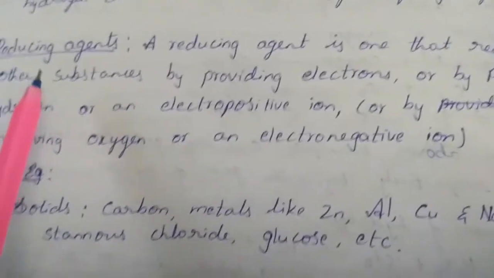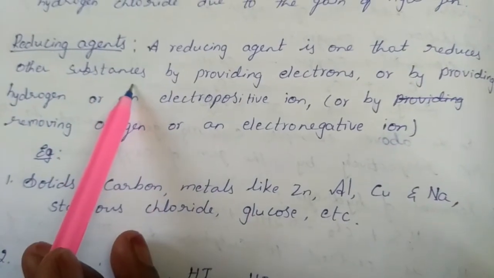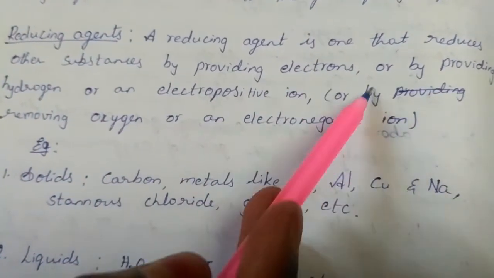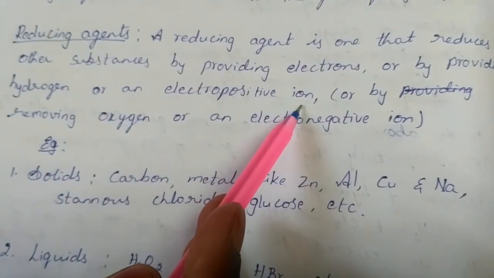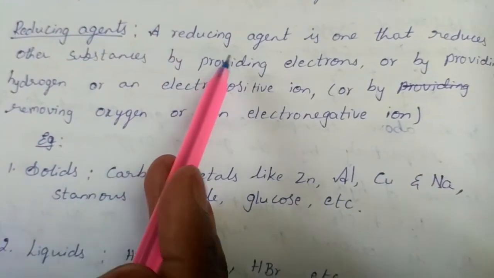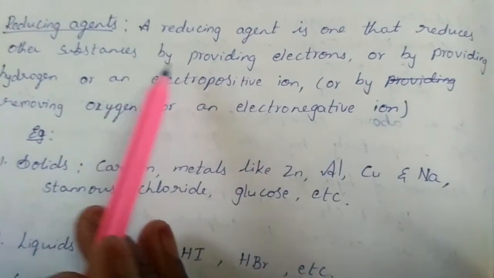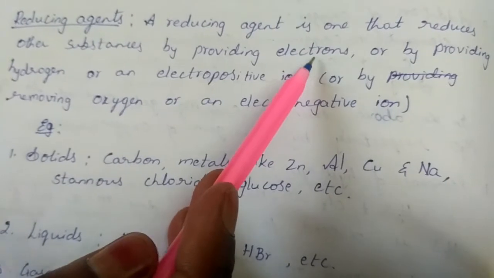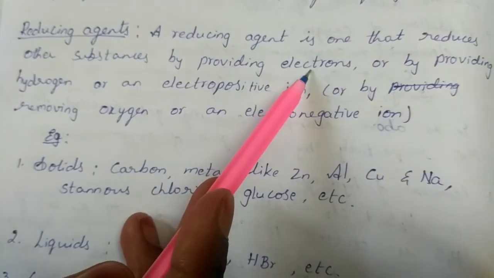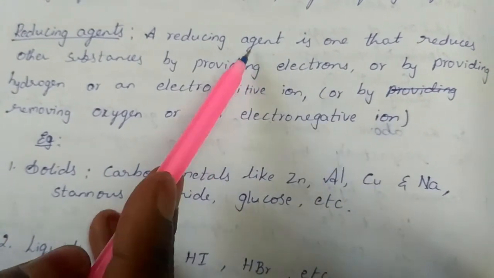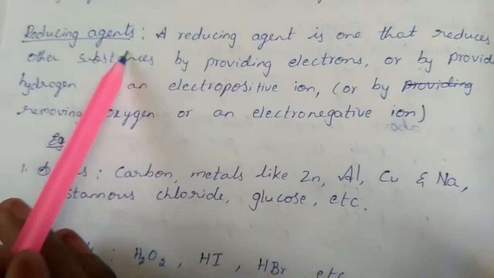And reducing agents. A reducing agent is one that reduces other substances by providing electrons, or by providing hydrogen or an electropositive ion. Understand? That means a reducing agent is a substance that reduces other substances by providing electrons. The substance which provides electrons to another substance is called a reducing agent.